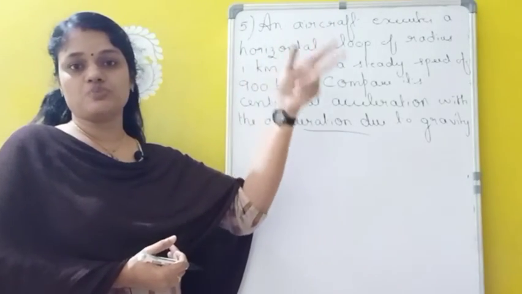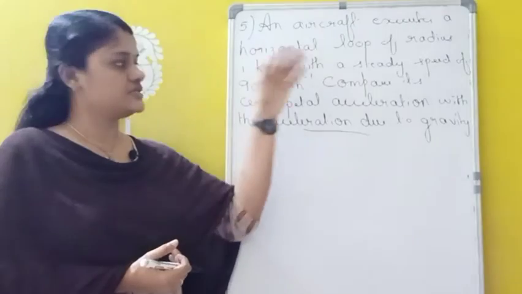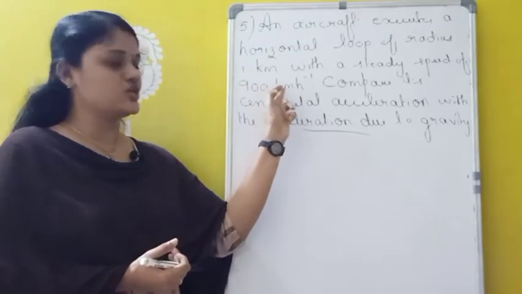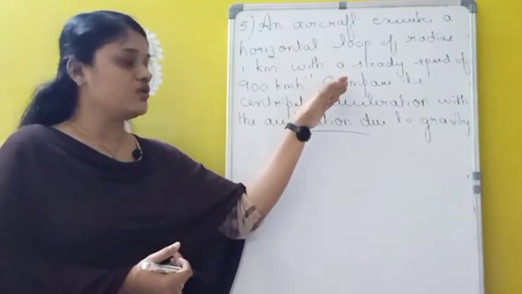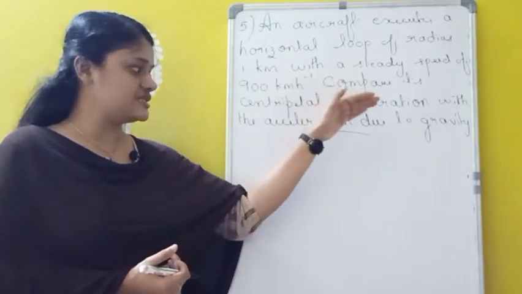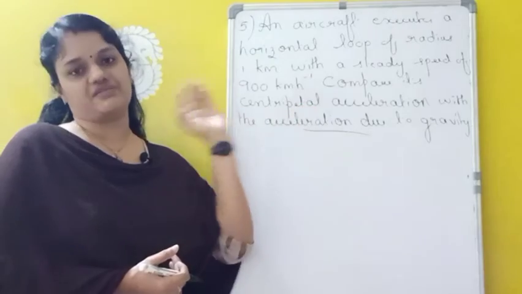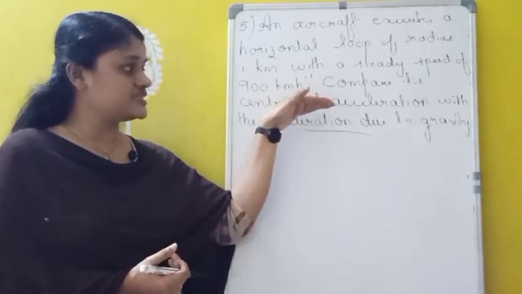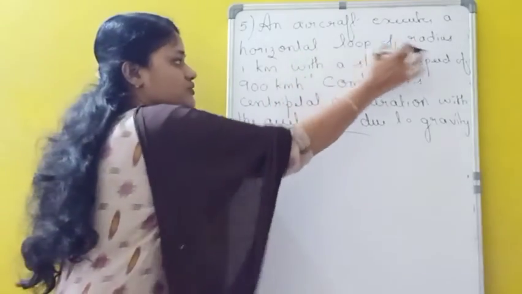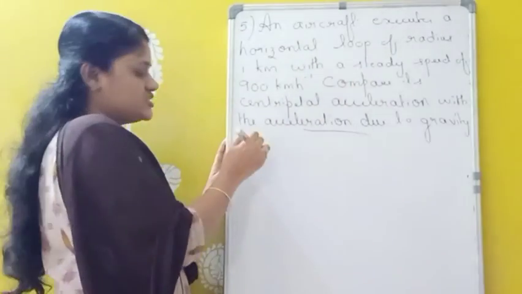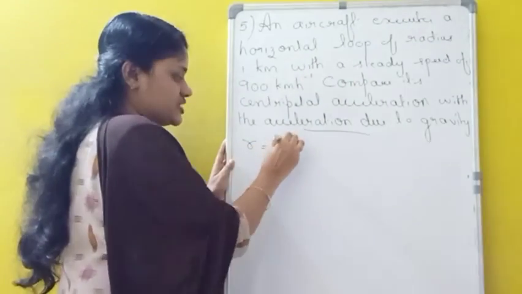Okay. Fifth problem: an aircraft executes a horizontal loop of radius 1 kilometer with a steady speed of 900 km per hour. The speed is given as 900 km per hour. We have to compare its centripetal acceleration with acceleration due to gravity. So first of all we have to find the centripetal acceleration. For that, what are the data given? Loop of radius how much? 1 kilometer. So this radius is given as 1 kilometer.